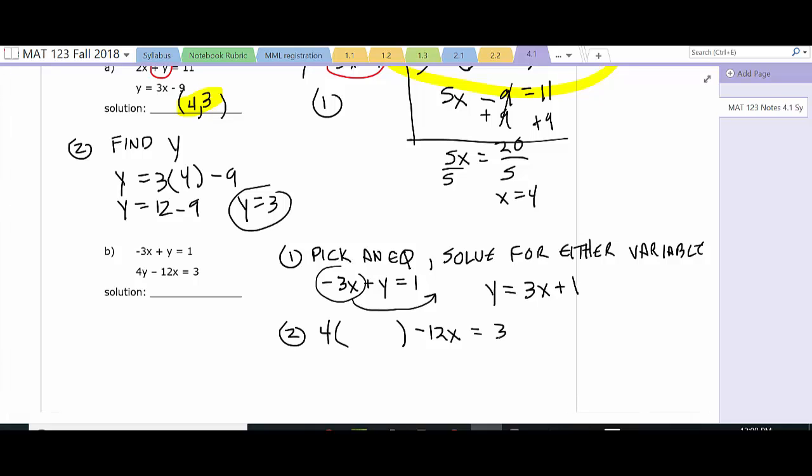3x plus 1. See, that's y, so it goes in there. So again, you're taking 4 times that minus 12x equals 3. So you're plugging one equation into the other equation. Once you get that together and get that down, then the rest of the problem's not hard to finish.